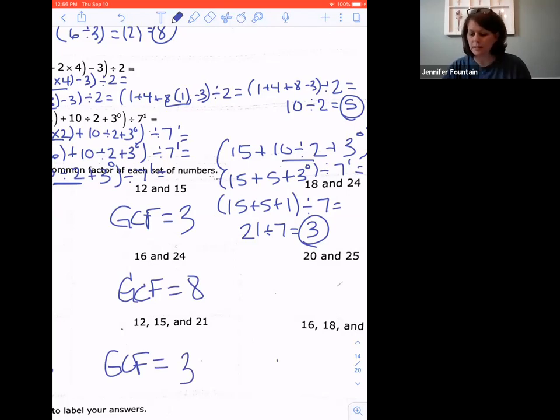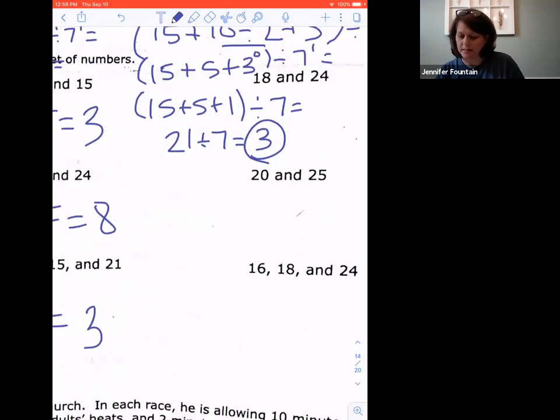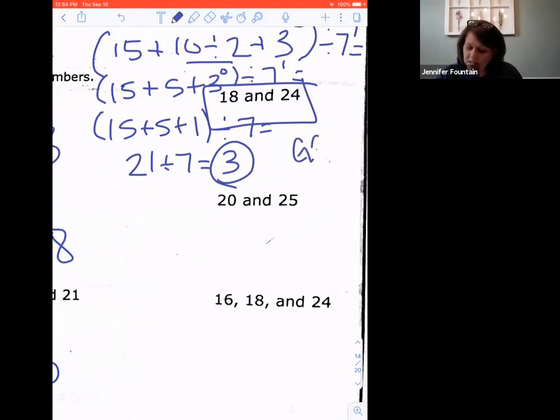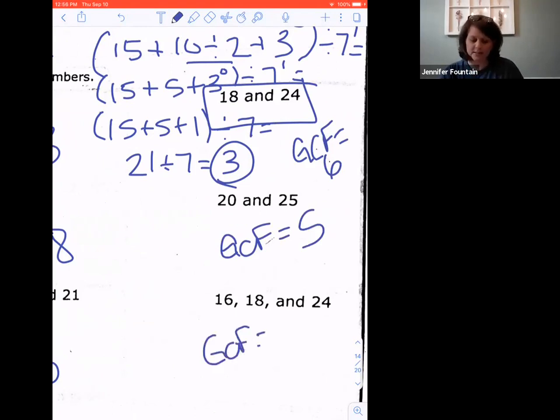Okay, and let's look at the last one. Last one's kind of hard to see. I'm dealing with 18 and 24 up here. Greatest common factor of 18 and 24 is 6. My greatest common factor of 20 and 25 is 5. And the greatest common factor of 16, 18, and 24 is 2. Any questions in that column?